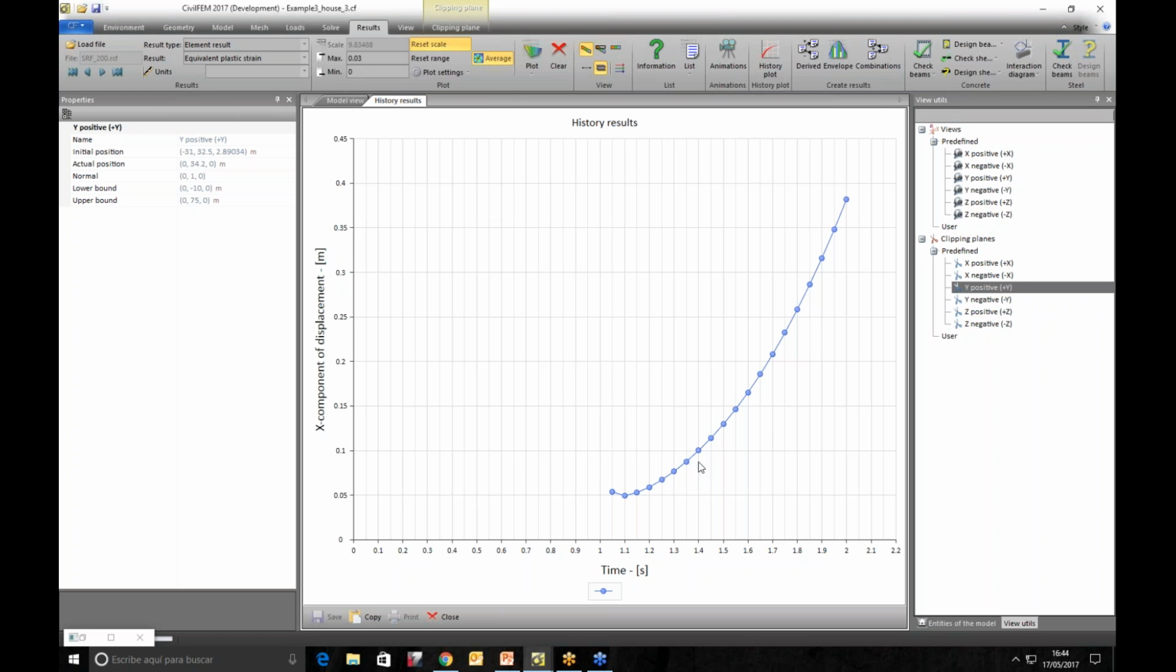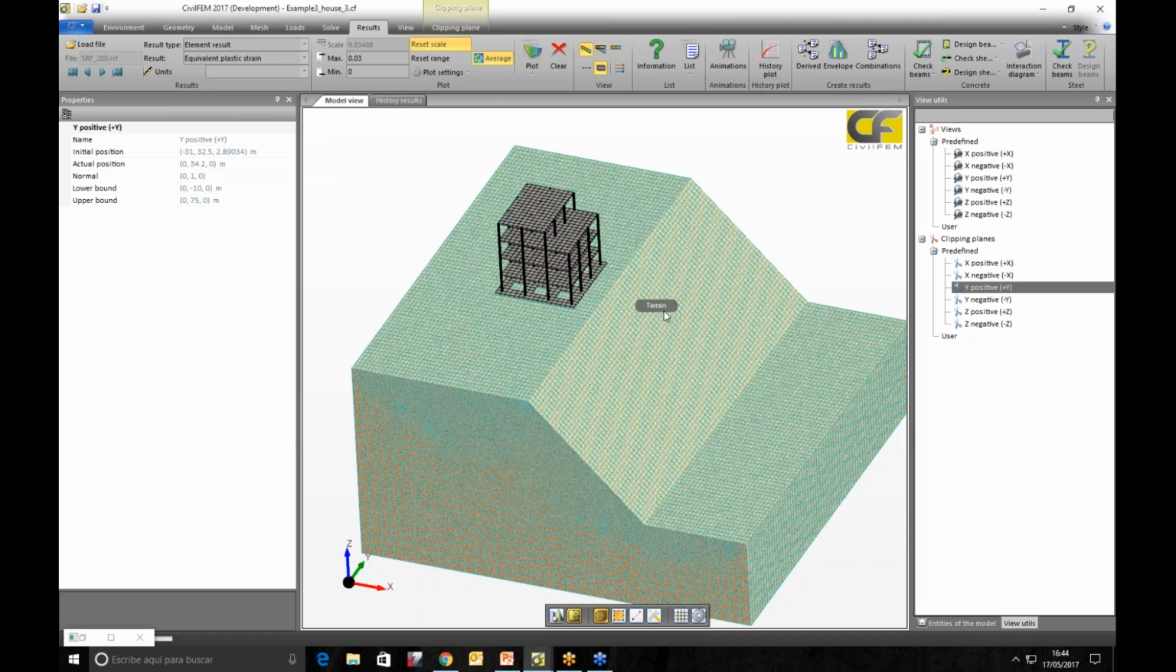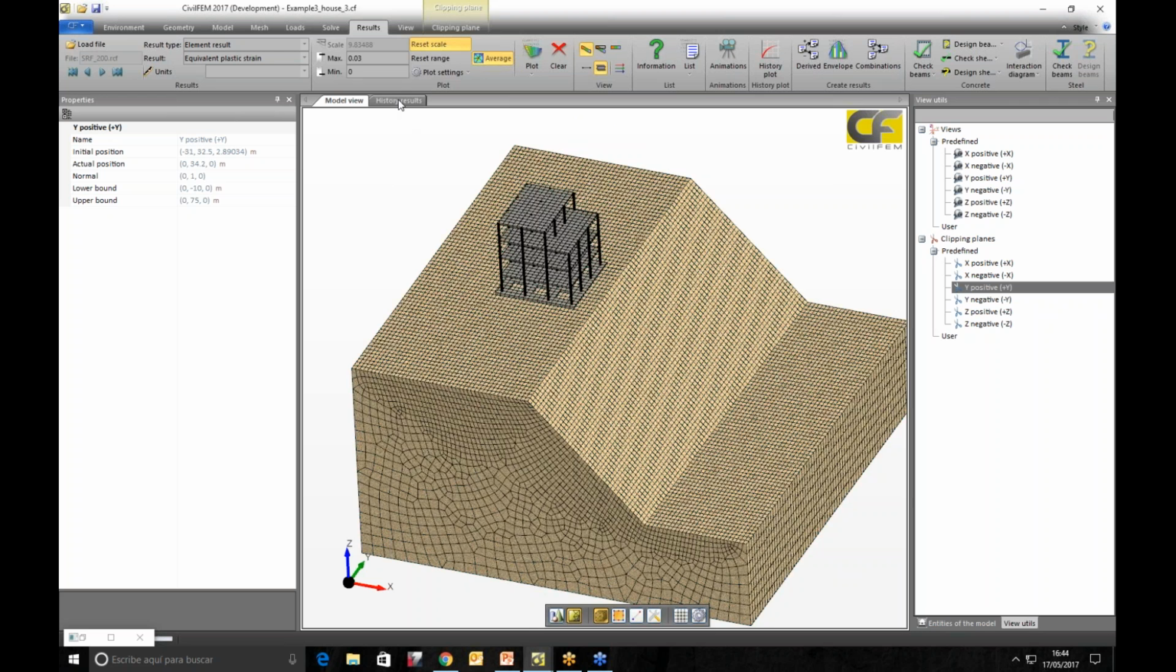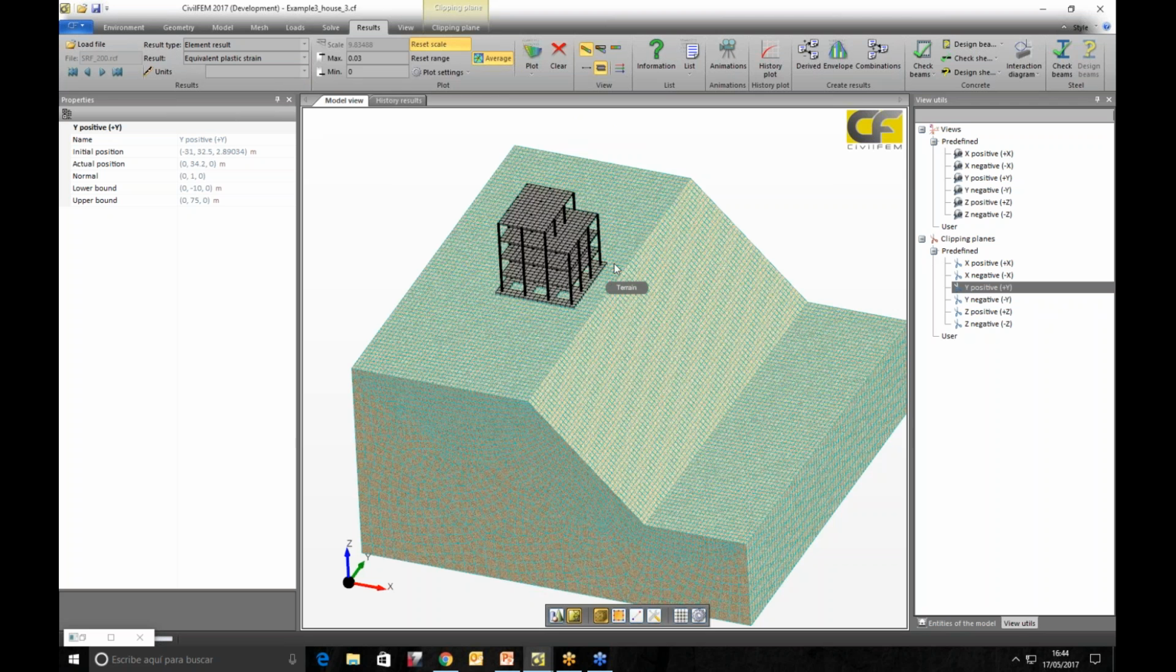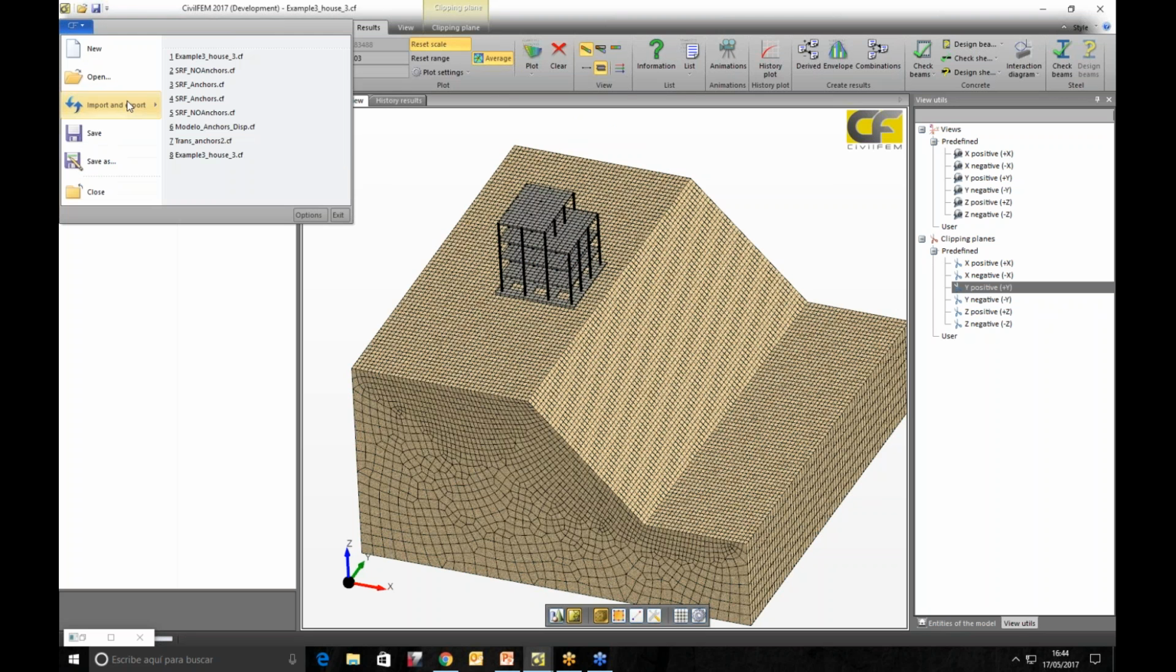For 10 centimeters, my safety factor is just 1.4. What I will do is add some piles to try to reduce the displacements. If I can reduce the displacements, I can improve the safety factor, just trying to have less displacement around the building. So that is the second model.